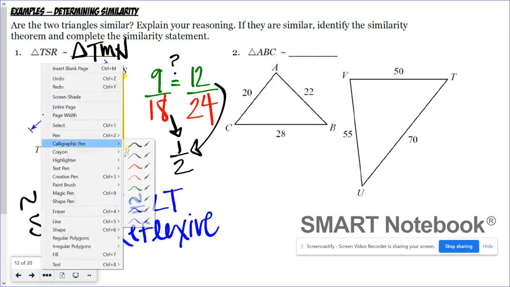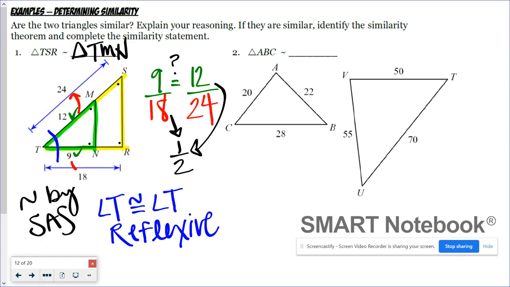In problem 2, I'm given information about all three sides of each of these triangles. So I should look and see if side works. I'm going to list out the sides of triangle ABC from shortest to longest. So 20, 22, and 28.